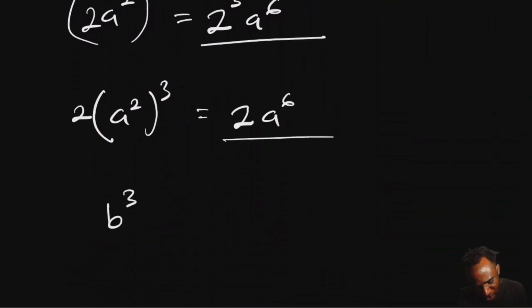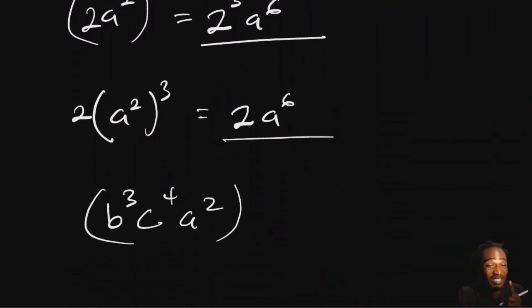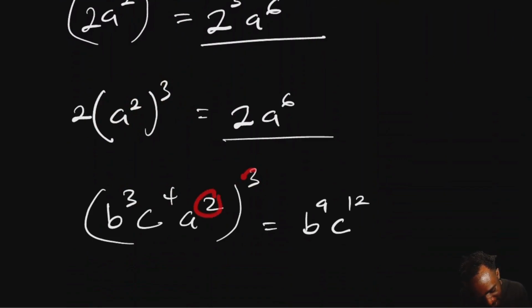You can also have b raised to the power 3, c raised to the power 4, and maybe a raised to the power 2 if they all have a secondary exponent of 3. In this case, what are you going to do? You are going to write the base, that's b, and then you multiply this by this. What do you get? You get 9, right? And then you write c, the next base. You multiply this by this. What do you get? You get 12, all right? And then you multiply this by this. You get a raised to the power 6.